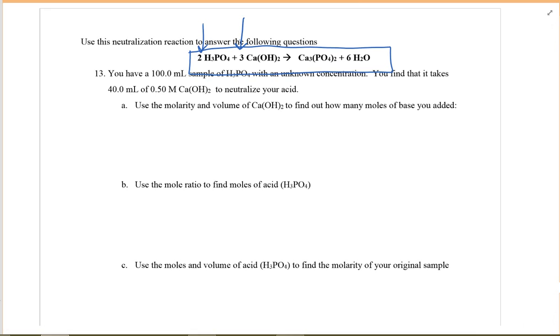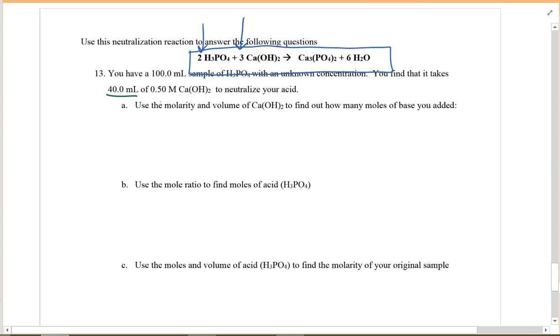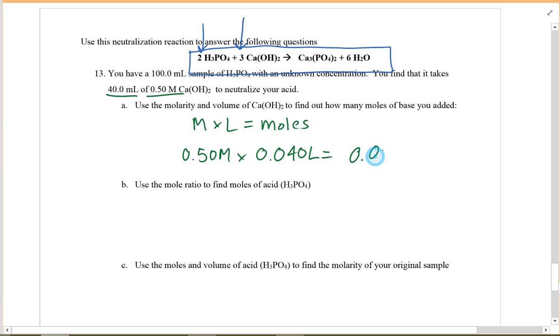First step is always going to be use the molarity and volume that you're given to figure out how many moles you added. So in this problem, looks like it took 40 mL of 0.5 molar base to neutralize your acid. So molarity times liters equals moles. My molarity is 0.5. My liters is 0.04. And then we plug that in your calculator, 0.5 times 0.04, you end up with 0.02 moles. I'm going to label it so I make sure I keep track of what's what. So it's moles of calcium hydroxide.